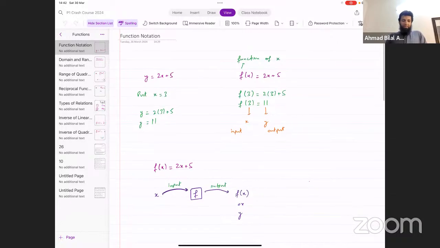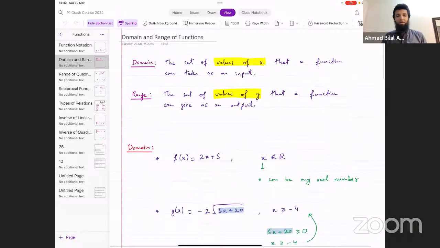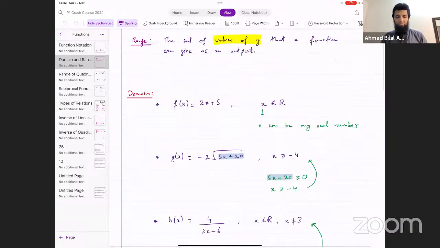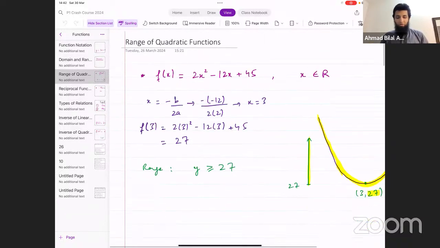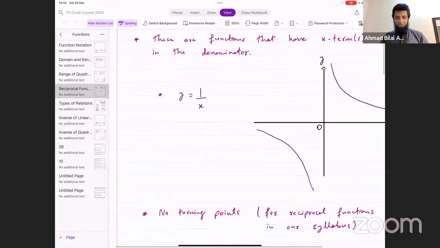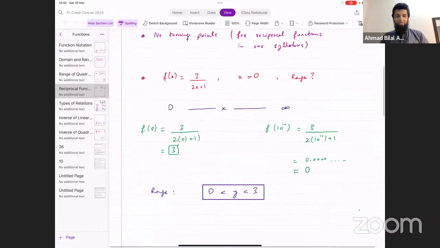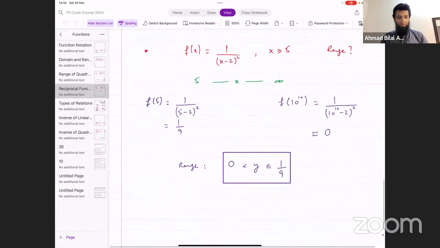Okay, everyone, let's start then. So we were doing functions. Until now, what we've done is we've talked about function notation, and then we talked about domain and range of functions, how to find range of a number of different types of functions. For example, linear functions, quadratic functions. We looked at all of this. Reciprocal functions or rational functions where you have x in the denominator. We've talked about these kinds of functions, how to find range of these functions.